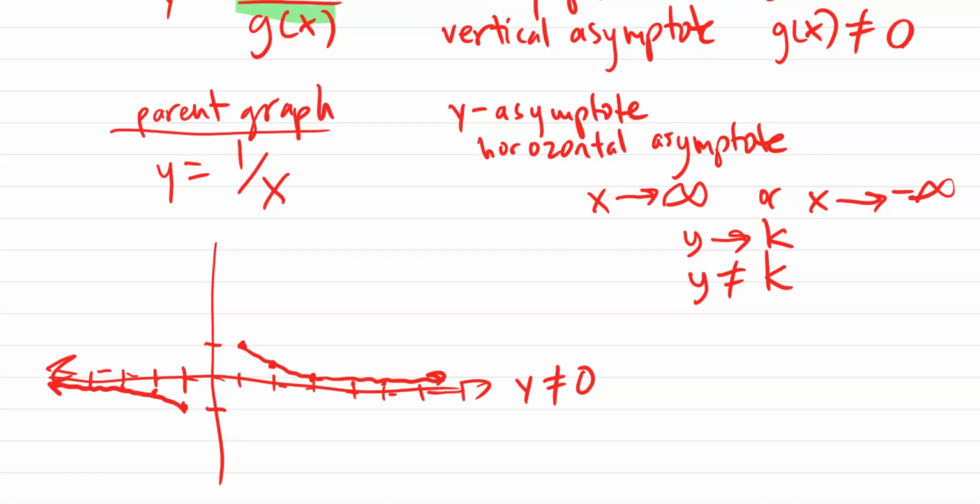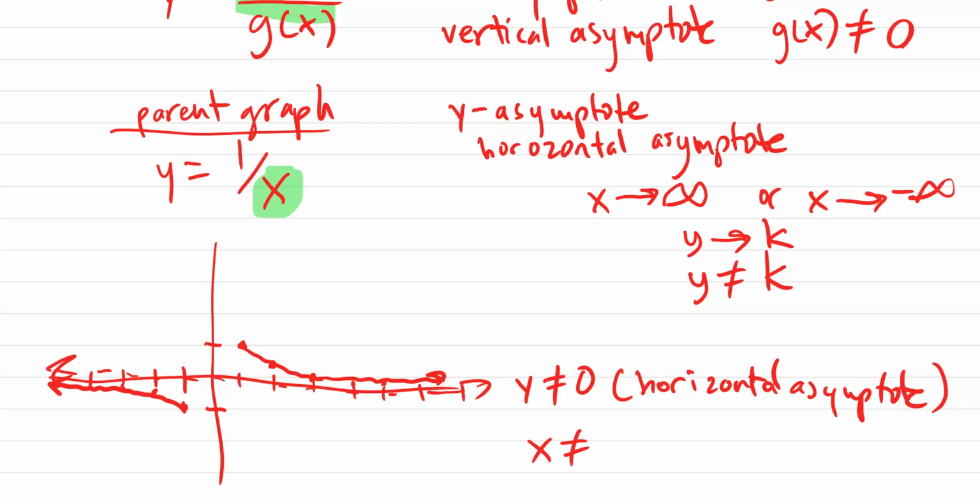What about the vertical asymptote? Well, that comes from the denominator. Okay, so y cannot equal 0. That's our horizontal asymptote. Our vertical would be take whatever's in the denominator and say it cannot equal 0. Nothing to solve here. x can't equal 0. That's a vertical line at 0. And that would be our vertical asymptote.